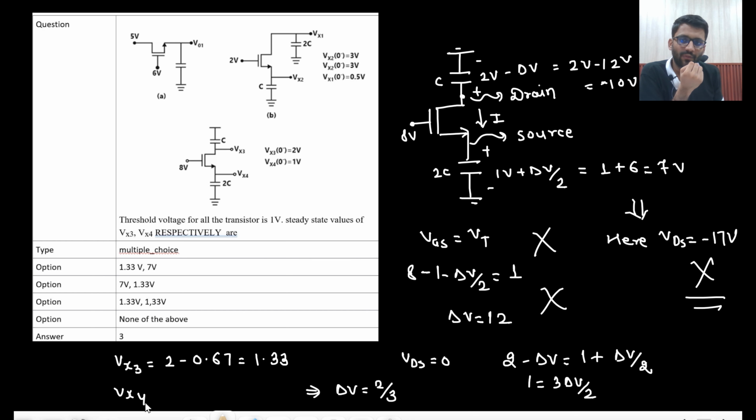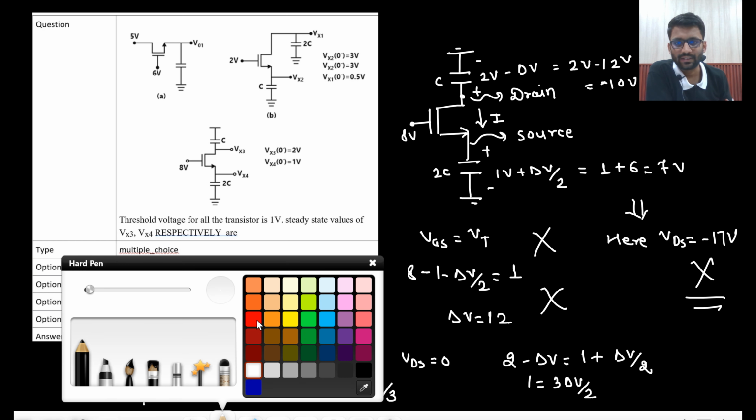And what will be your Vx4? That would be 1 plus 1 by 3. That would also be 1.33. Obviously, drain and source have to be the same only. So both will be 1.33 volt. Okay. So the option is C.